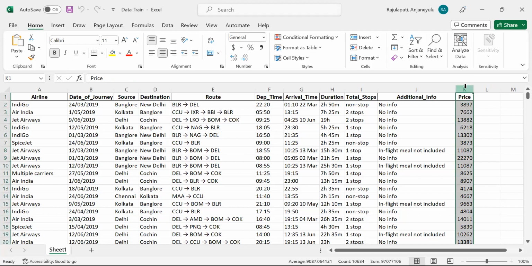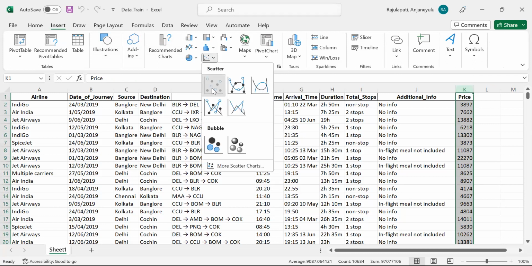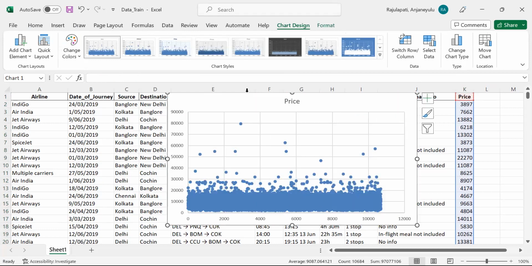Simply select this one, and here we have Insert and Charts, right? If you go for a scatter plot, you can see this is my price variable and it was distributed something like this. See, this is the distribution. If you want to analyze this distribution, you need to know the mean value and how this particular data is spread. So two things we need to remember: one is the central point, and the second is how the data is spread around this center.